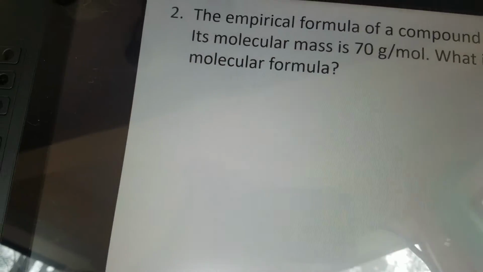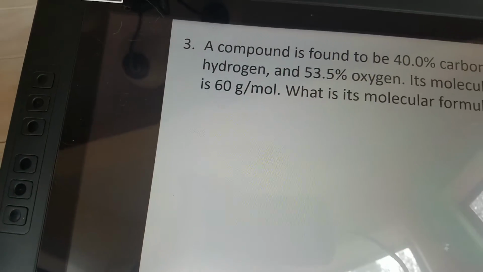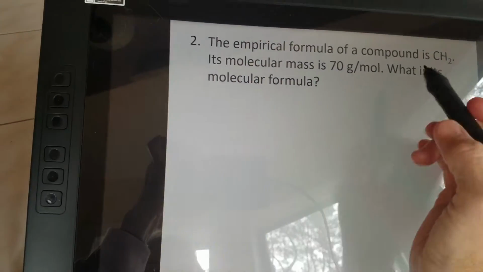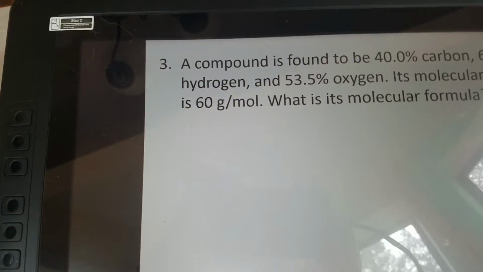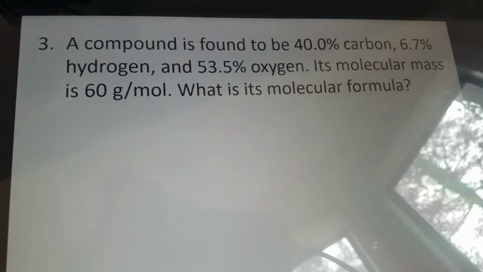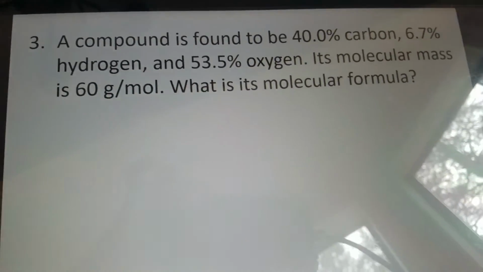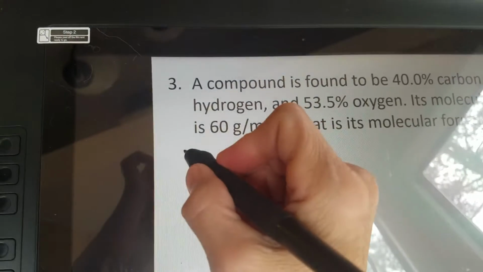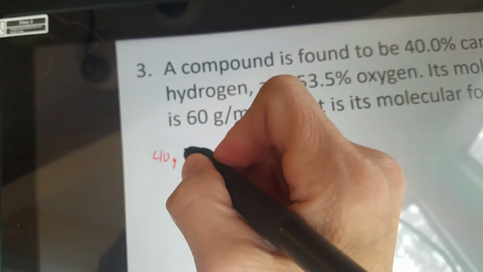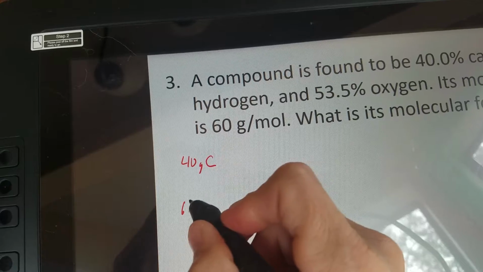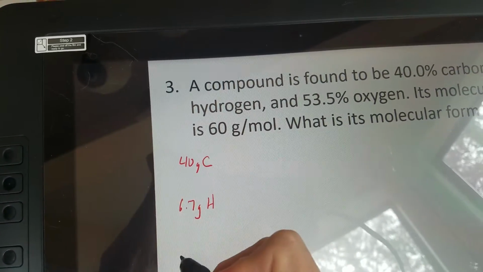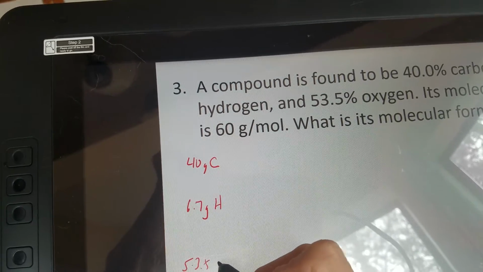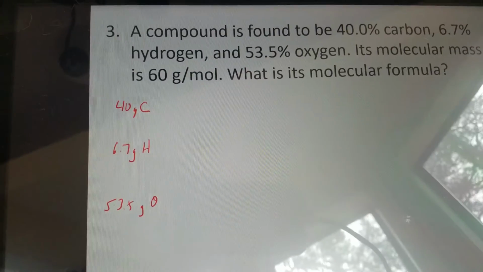Now we don't always start with having that particular empirical formula. So here's another one you can try for the empirical formula. So let's look at one where you don't have the empirical formula. So basically all you have to do is combine the last 2 things we did all into one problem. So we have 40%, that's carbon, so we're going to express that as 40 grams of carbon. We have 6.7% hydrogen. We'll express that as 6.7 grams of hydrogen. We have 53.5% oxygen. We'll express that as grams of oxygen.